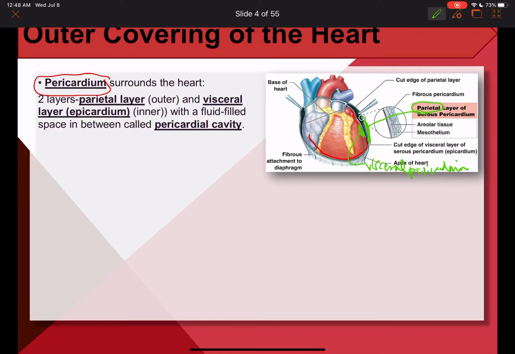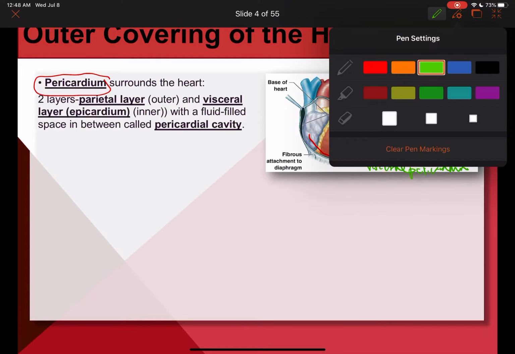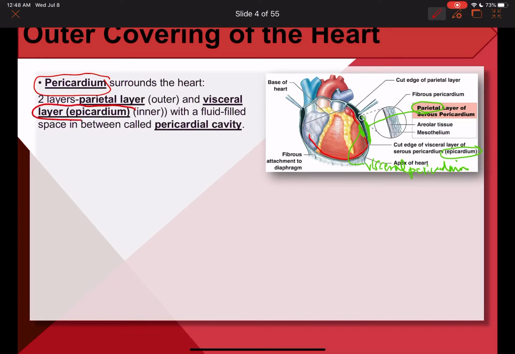So visceral pericardium is the layer that is directly attached to the heart, and for our heart chapter purposes, this is also known as the epicardium layer of the heart. It is the same thing, because we're going to define the layers of the heart as epicardium, myocardium, and endocardium. So epicardium is actually the same thing as the visceral layer of the pericardium, which is why I put this in parentheses there.